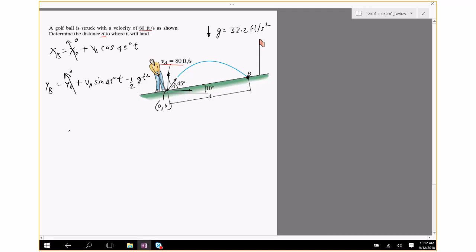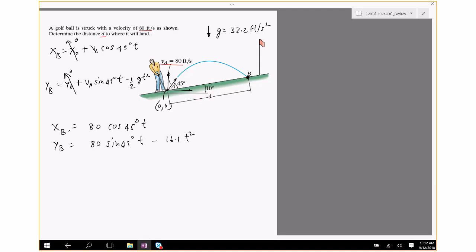Okay, so xb is 80 cosine 45 degrees t, yb is 80 sine 45 degrees t minus g, which is 32.2, so 16.1 when you divide it by 2, times t squared. Okay, so I have two equations now.